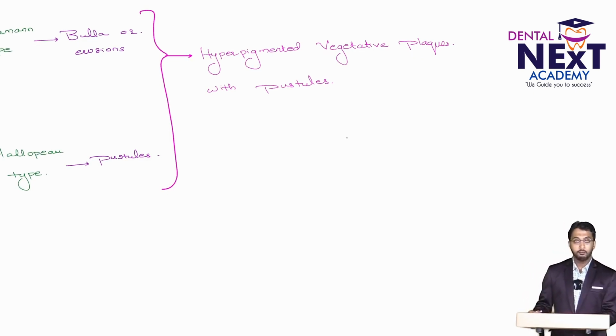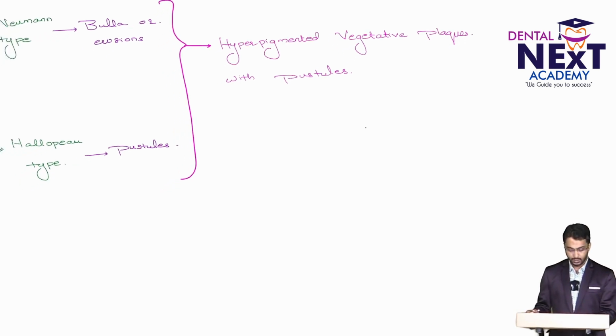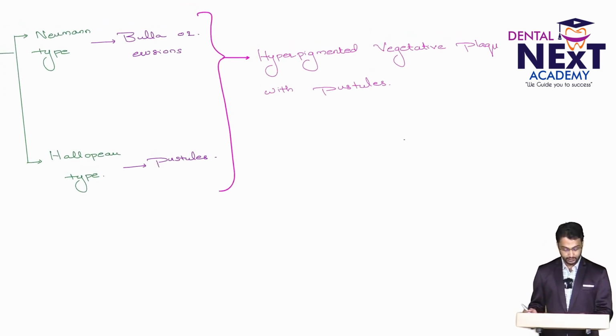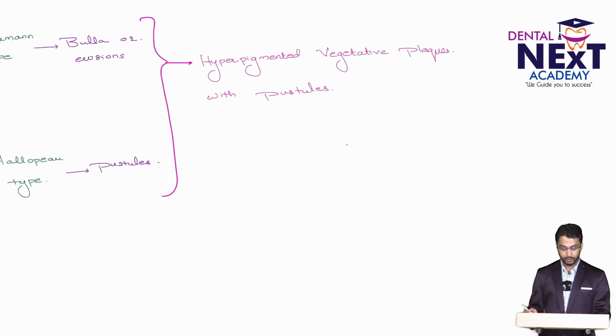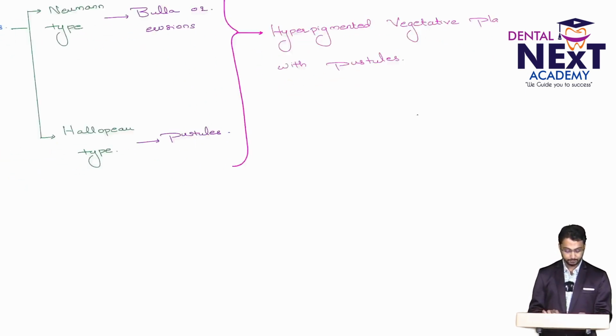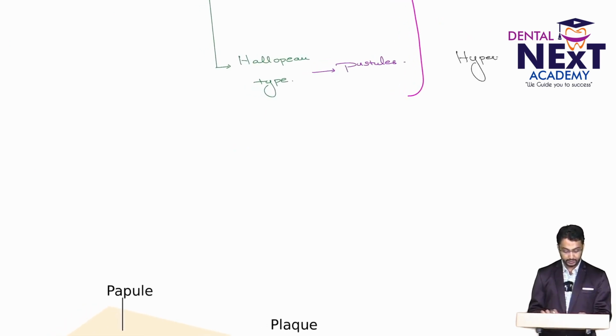I'll tell you what plaques are with pustules. This one finally ends up in pustules only, and this one also ends up in pustules only, but the initial presentation is different. Bullae or erosions in Newman type and pustules in Hallopeau type, but later on there are plaques which become pustules. We will see what they are. Now before that, one more thing I just want to add here.